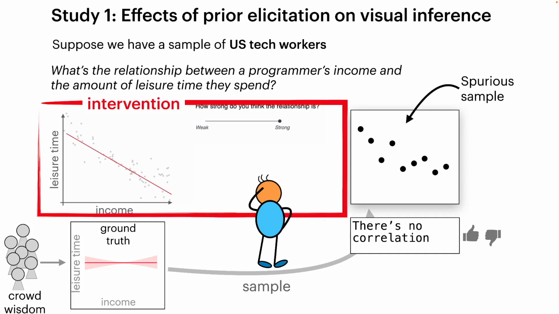And we compare this to a control condition where we still elicit participants' model, but only after data exposure. So the main difference between the two conditions is only in the timing of the intervention, which is to say whether it comes before or after data exposure.